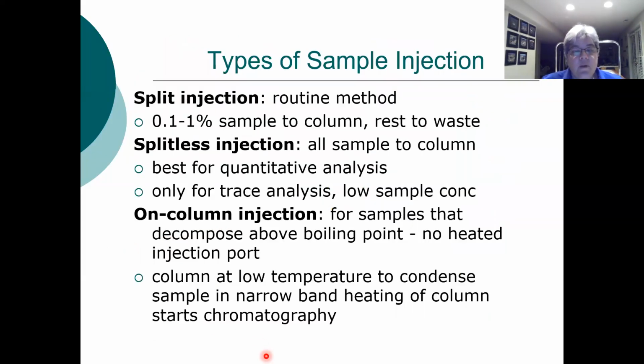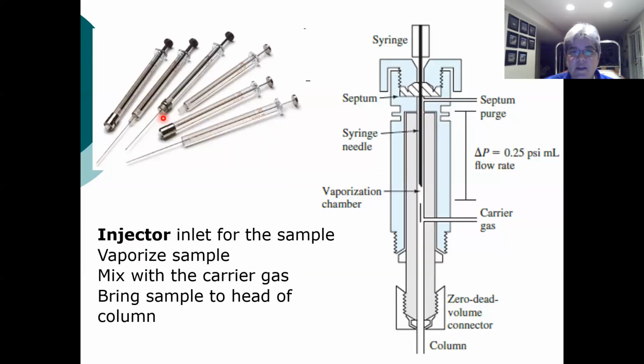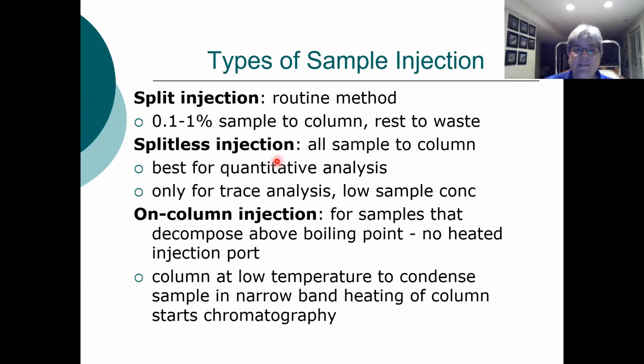Now, there are different ways that we talk about the injection. The most common is what's called a split injection. Usually, even though this syringe holds a very small volume, usually that is still too much for the column. So usually there's a system where only a small part of what you inject actually goes to the column. The rest goes to waste. Okay, and that's called a split injection.